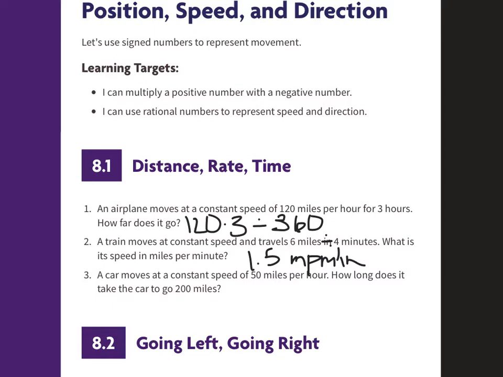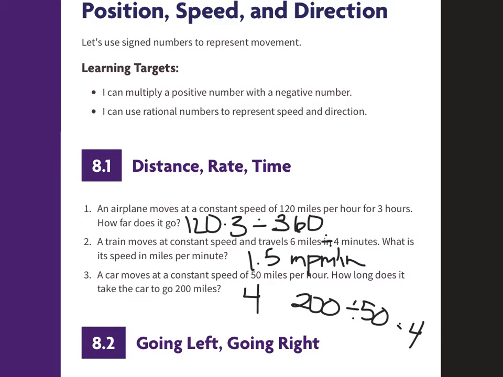Okay, and number 3, a car moves at a constant speed of 50 miles per hour. How long does it take the car to go 200 miles? Well, 50 miles for 1 hour, 100 for 2, 3 is 150, 4 is 200. Or you could have just gone 200 divided by 50 and gotten 4 that way as well.